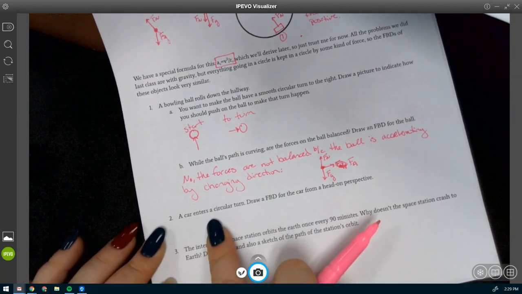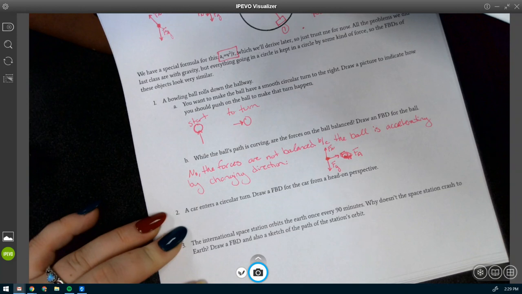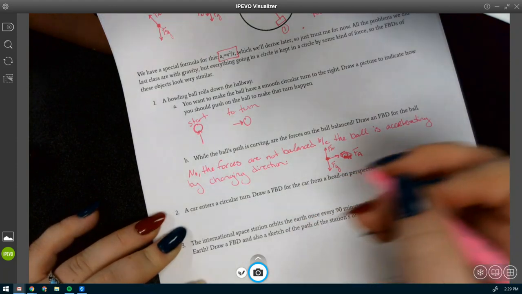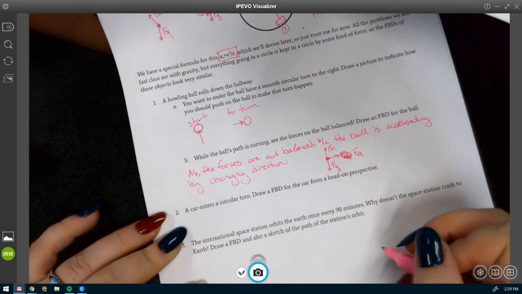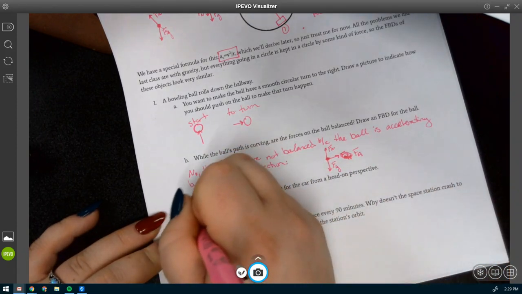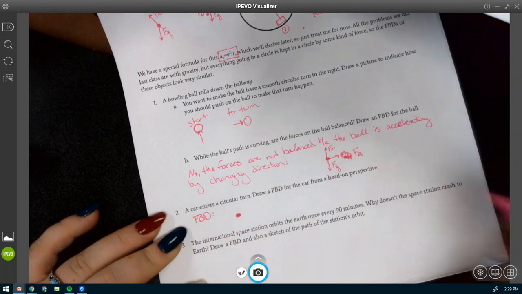So if we've got a car that enters a circular turn, we're going to draw a free body diagram for the car, from a head-on perspective. So this car's about to hit you, so draw a free body diagram. You know, like you do. Hold on, let me draw a free body diagram. All right. So our free body diagram, here's the car head on.